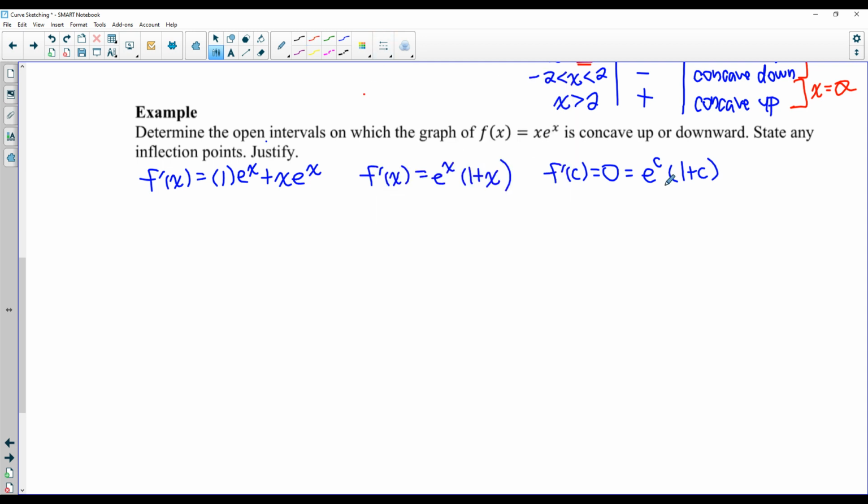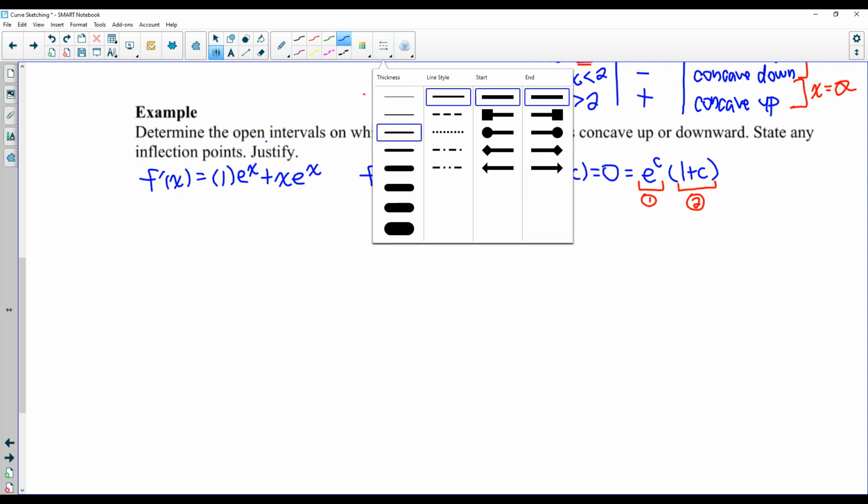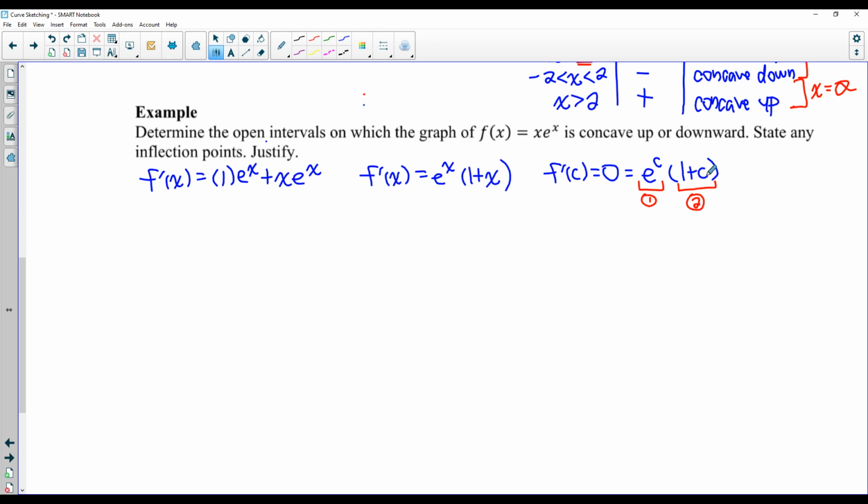So using the zero product rule, there'd be technically two solutions. It'd be when e to the power of c equals 0, and when 1 plus c is equal to 0. That's going to be your second solution. Now, there's nothing you can plug in for an exponent right here that's going to make e to the power of c equal to 0. There's no value of c that's going to make that true. So we only have a single critical number, and that would be if you plug in c equals -1 to that second factor.